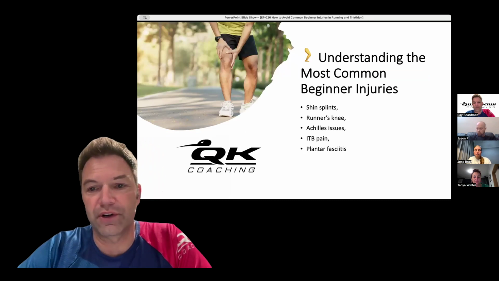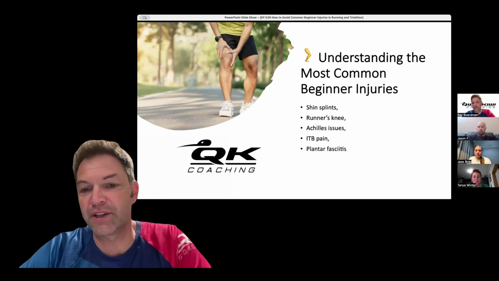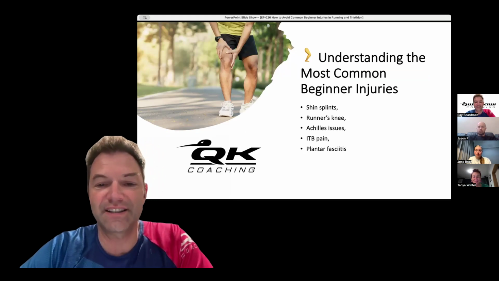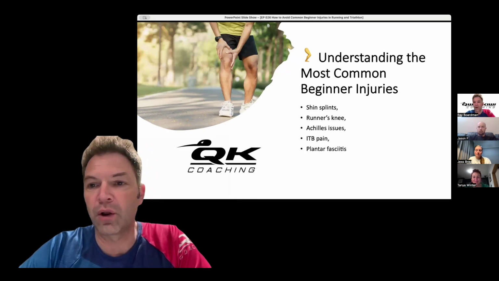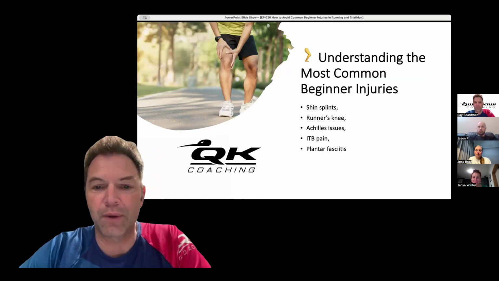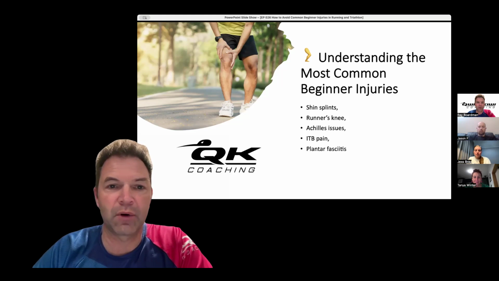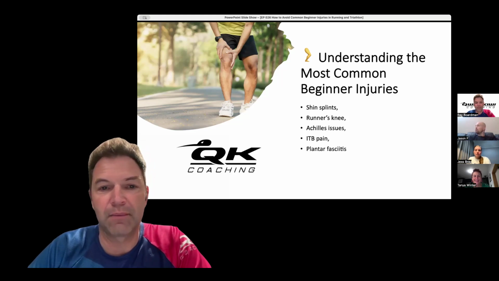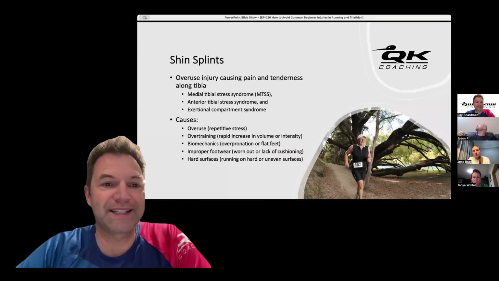So the common injuries for runners, I'm sure you've heard of all these injuries before: shin splints, runner's knee, Achilles, ITB, and plantar fasciitis. They're reasonably common. A lot of people do get them. I think I've pretty much had all of them except for some major Achilles issues. Although after my long run this morning, my Achilles are reasonably tight today, but I haven't had Achilles tendonitis or tendinopathy previously. Let's have a look at shin splints to start with.